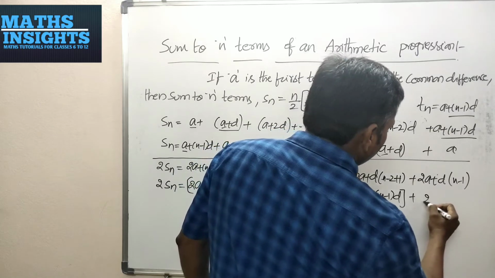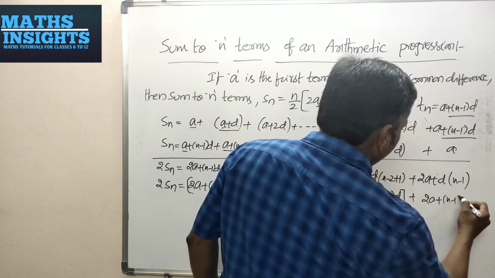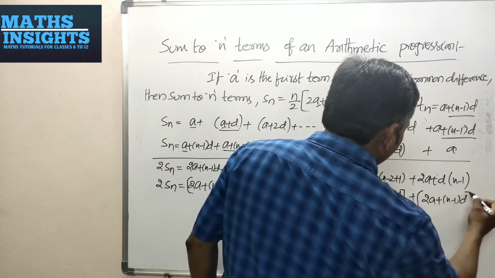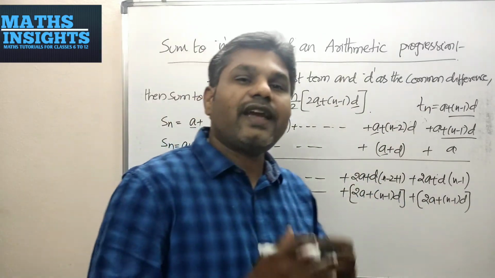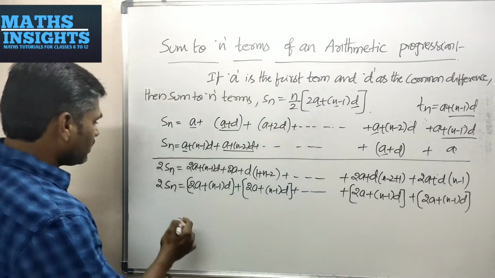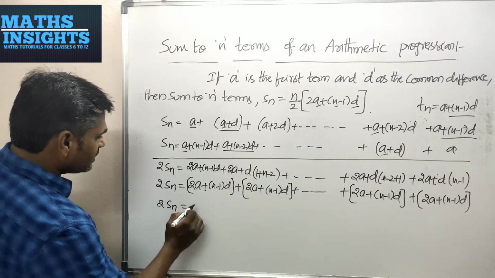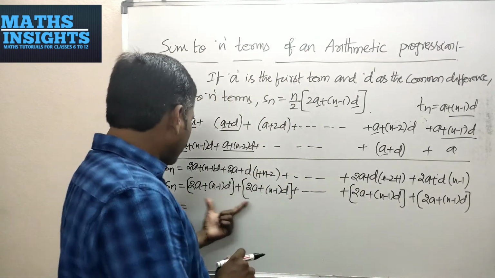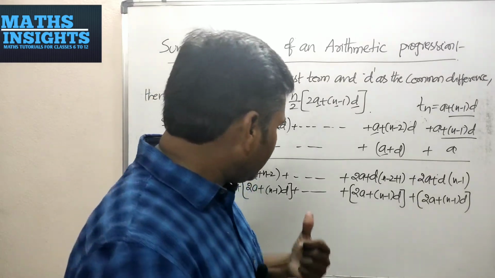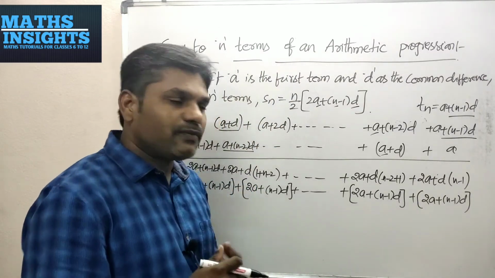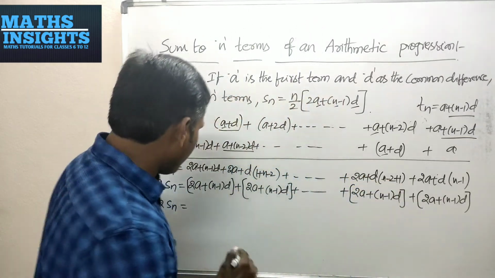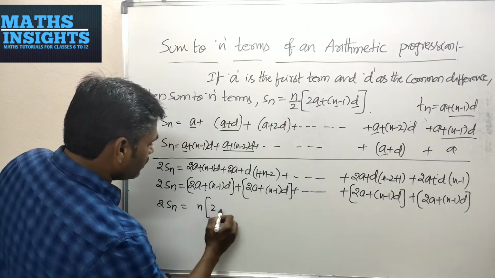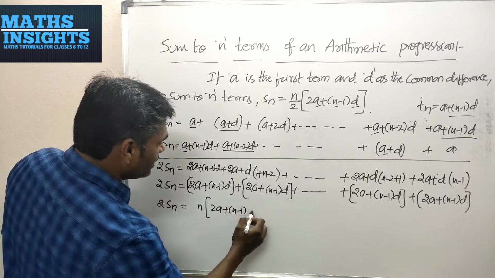Here also 2a plus n minus 1 into d. How many terms are there? There are n number of terms. Therefore, I will write the sum of all these terms. Why? Because every term is the same and there is a plus between them. Therefore, how many such terms are there? N terms are there. Therefore, n into 2a plus n minus 1 into d.